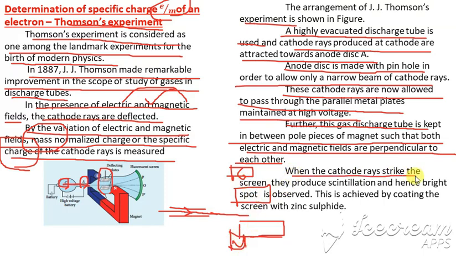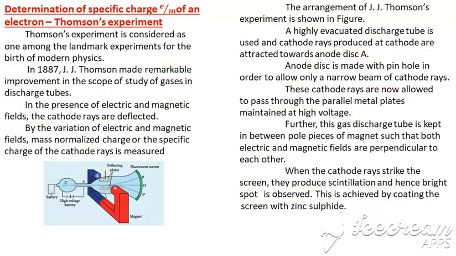Next, when the cathode rays strike the screen, they produce scintillation. So this is the cathode ray, and when it strikes the screen, it produces scintillation, and because of that, a bright spot is observed. Here we are seeing a bright spot. This is achieved by coating the screen with zinc sulfide. So the screen has to be coated with zinc sulfide, so that we produce this scintillation. Yes, clear. This is the experimental arrangement of J.J. Thomson's method.